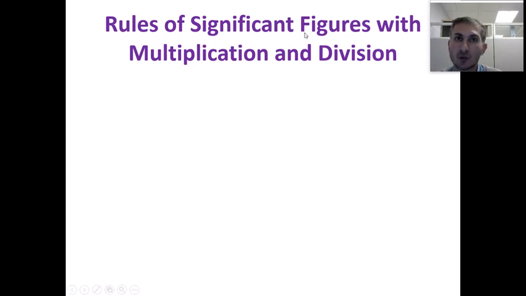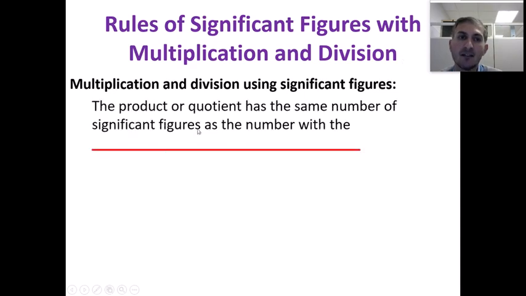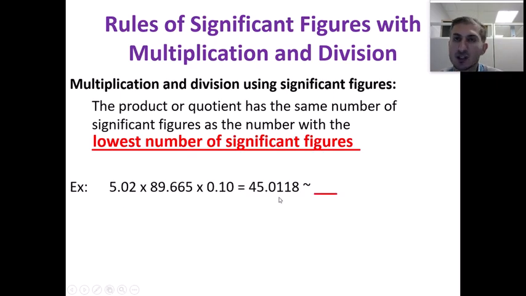Quick review: rules of sigfigs when we have multiplication and division. If we have these two operators, use the fewest sigfigs, or lowest number of sigfigs. Look at these numbers and this calculation: 5.02 times 89.665 times 0.10. If you calculate with your calculator, you will find this number. We are going to report our final answer with proper sigfigs. Multiplication, so we need to apply the fewest sigfigs.